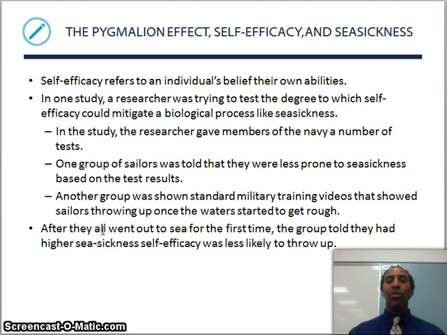Self-efficacy refers to an individual's belief in his or her own abilities. In one study, a researcher was trying to test the degree to which self-efficacy could mitigate a biological process like seasickness. The researcher gave members of the Navy a number of tests. One group of sailors was told that they were less prone to seasickness based on the test results. Another group was shown a standard military training video that showed sailors throwing up once the water started to get rough. After they all went out to sea for the first time, the group they told had the higher seasickness self-efficacy was less likely to throw up, right?